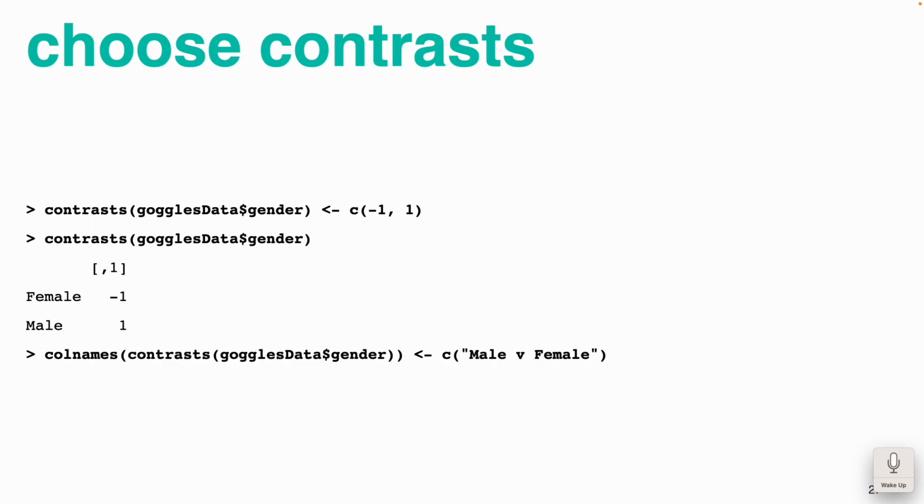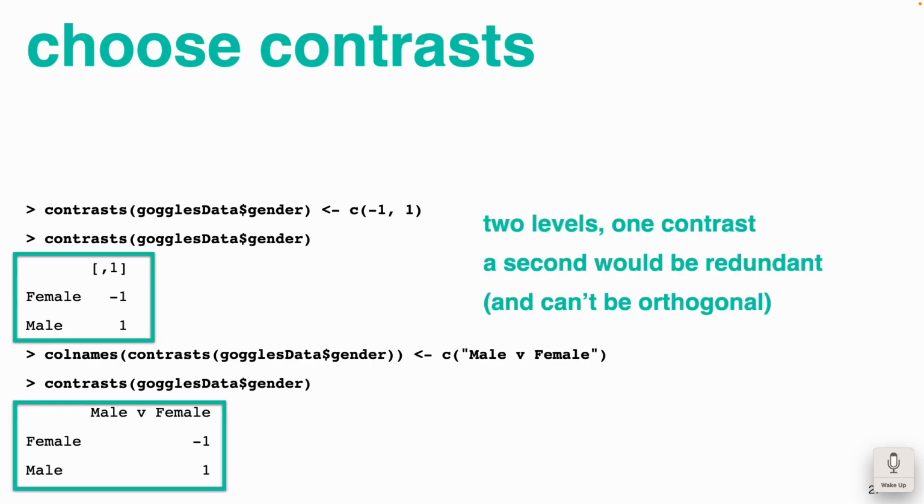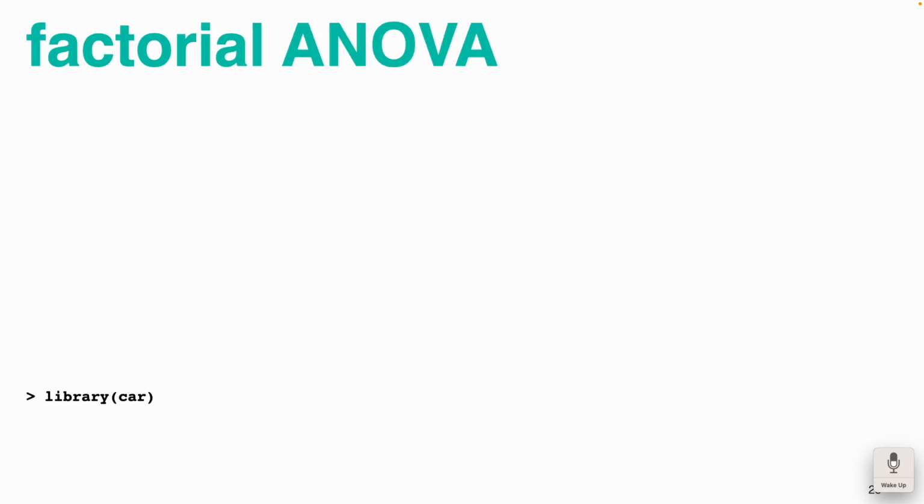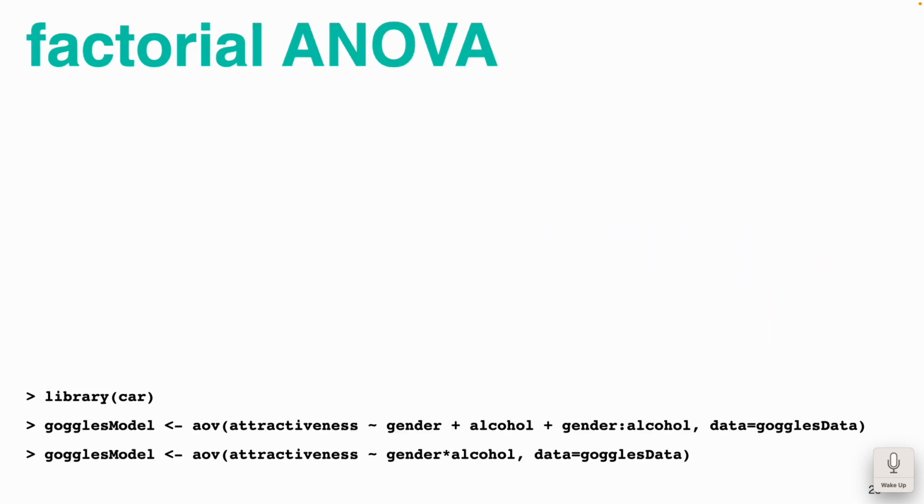Then we have male and female predictors. Contrasts are male versus female. And since you only have 2 variables, you have only 1 contrast. A second would be redundant and thus cannot be orthogonal. And that's why you have at most one value here.